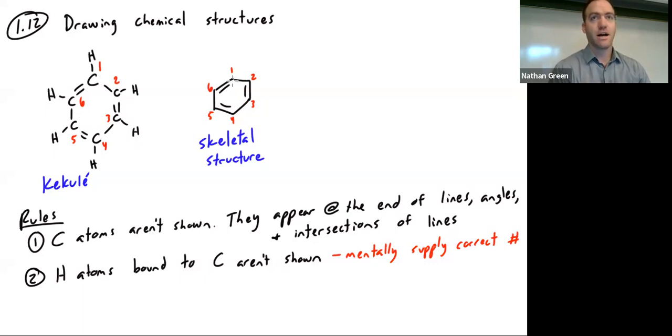6, you may notice, is not 8. In order for carbon number 1 to have a full octet, it must have 1 hydrogen. So I assume there is 1 hydrogen on there to make sure that that carbon has an octet. That's shown over here more explicitly. I'm going to mentally supply the number of hydrogens I need to each carbon to give it an octet.